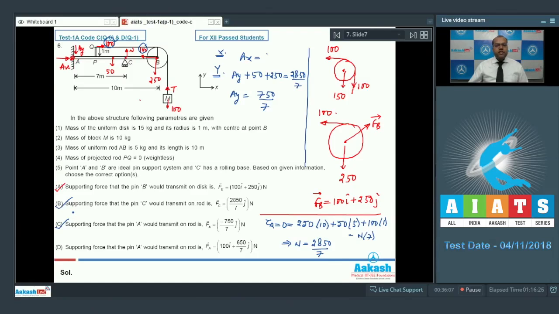So the correct answers for question number 6 are options A, B and C. Let's move to question number 7.